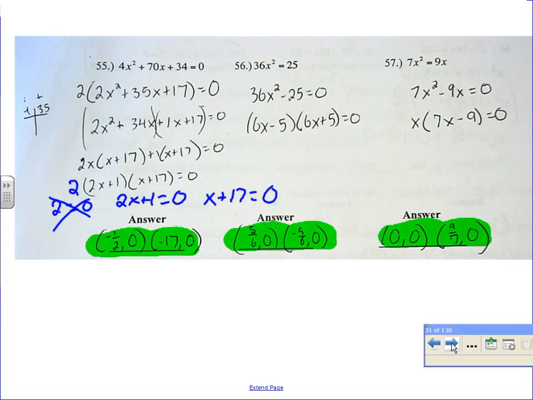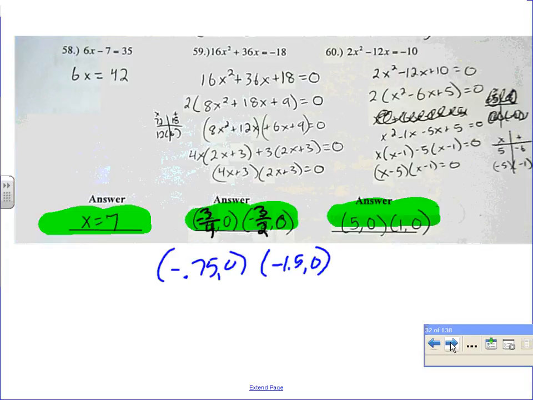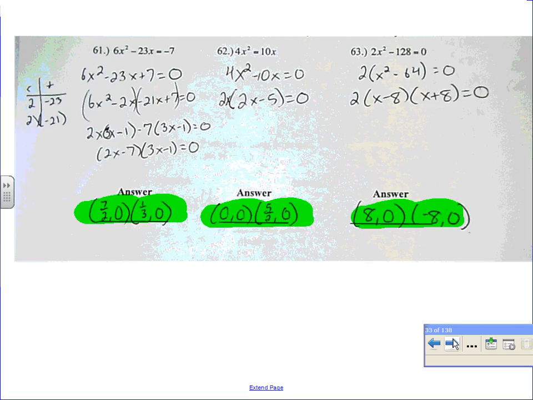Okay, 58, and of course I'll come back to questions. 58 should be 7. 59 should be -3/4, comma 0, and -3/2, comma 0. 60 should be 5, 0, and 1, 0. 61 should be 7/2, comma 0, and 1/3, comma 0. You may change them to decimals as well. 62, 0, 0, and 5/2, comma 0.